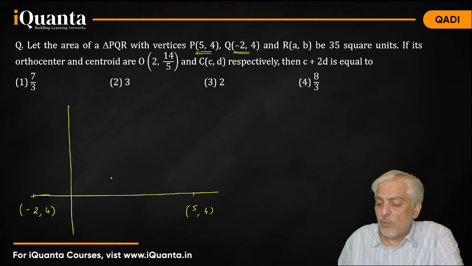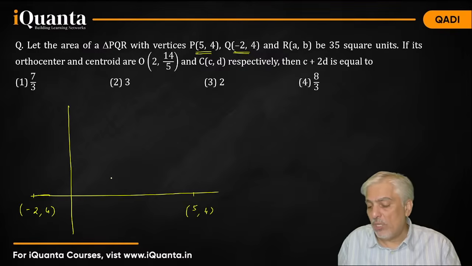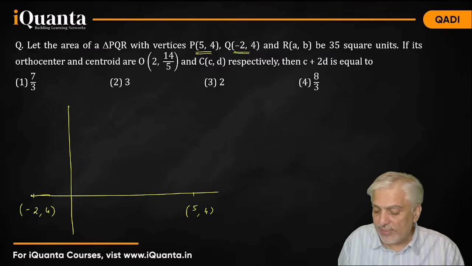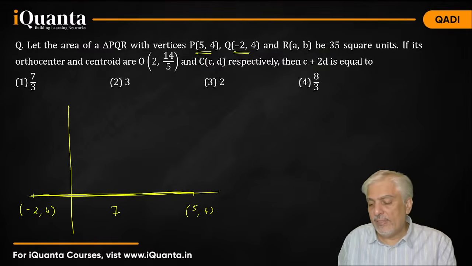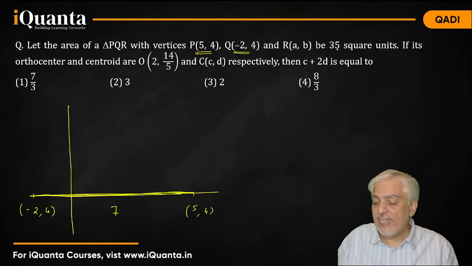Okay, and R was somewhere else. But very frankly, because I did not have R, I know that this is 7. This is 7, right? And the area was 35, which means the height would have to be 5. Oh, sorry, 10. Half into base into height. So height would have to be 10. That means for R, from here, there will be a height of 10.